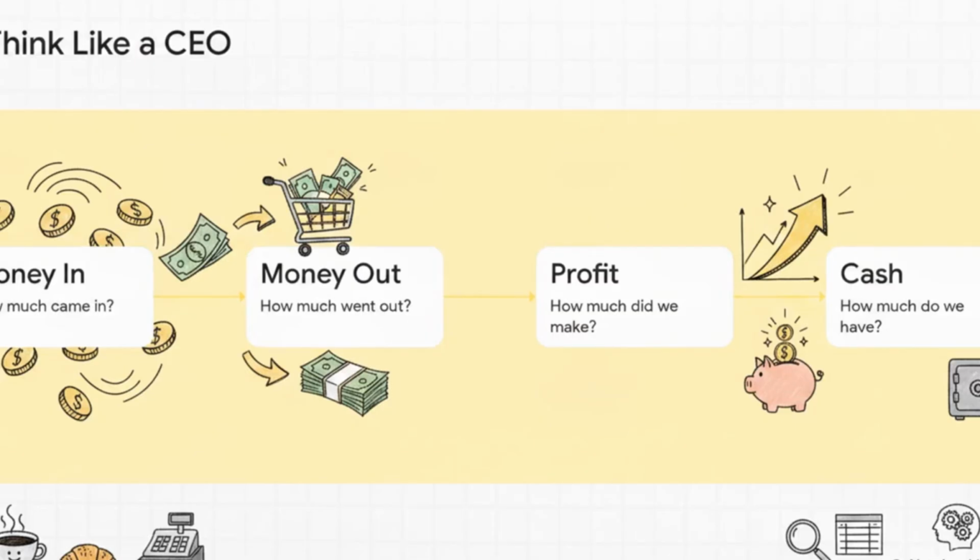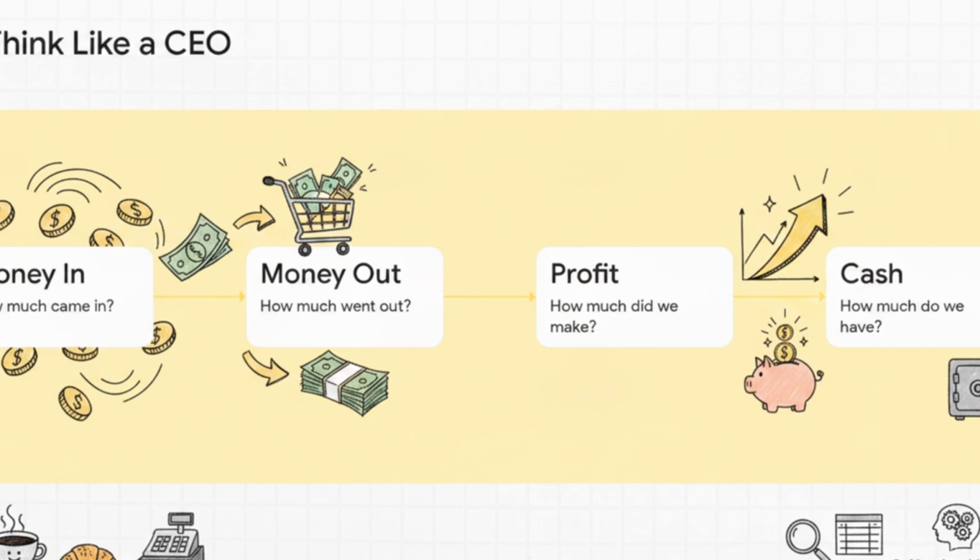To truly master this blueprint, you need to use those statements to think like a CEO. Every successful CEO regularly asks themselves 4 simple questions. 1, how much money came in? 2, how much money went out? 3, how much profit did we actually make? And 4, how much cash do we have today?